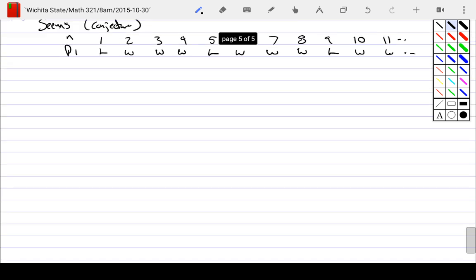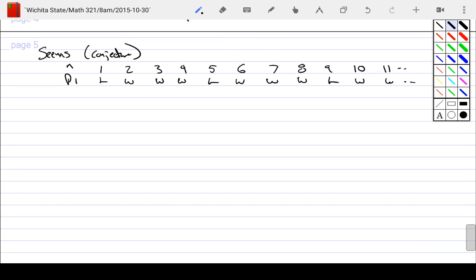Give me a mathematical operator. Now I got to turn my conjecture into a proposition. Me saying it goes lose, win, win, win, lose, win, win, win doesn't help me. Because I go, well, what if he has 1,002 stones? Crud. Can you get me a function that will spit out loss, win?